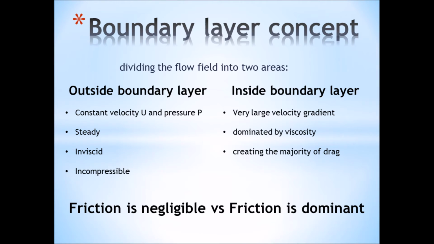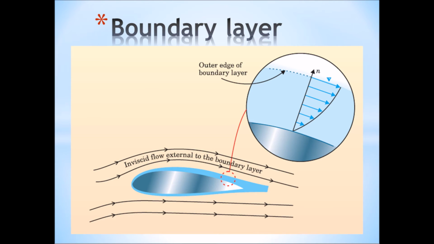In other words, friction caused by fluid flow outside the boundary layer is negligible compared with the flow inside the boundary layer. In the graph, you can clearly see the position of the layer, that the thin boundary layer is covering the aerofoil, and flow outside the layer is inviscid.